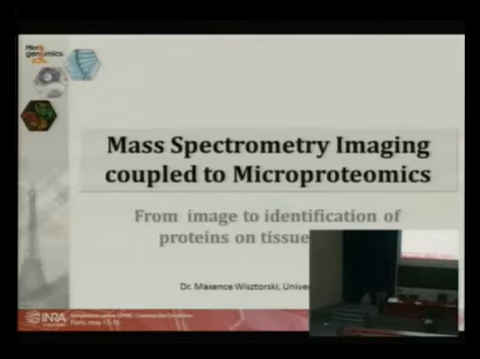As everybody before me, I will thank the Committee of Organization for this invitation, and I will present the developments we realize inside our labs: what is mass spectrometry imaging, and also all the development concerning identification of proteins from a small amount of tissue.